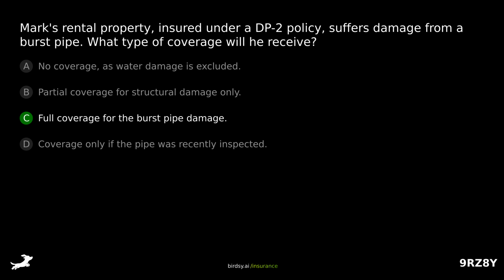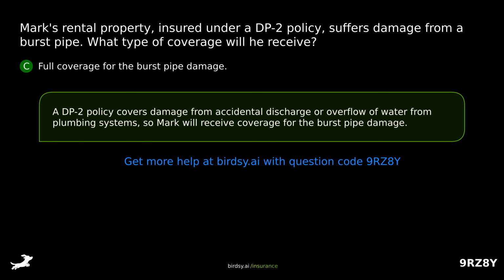The answer is C, full coverage for the burst pipe damage. A DP2 policy covers damage from accidental discharge or overflow of water from plumbing systems, so Mark will receive coverage for the burst pipe damage.